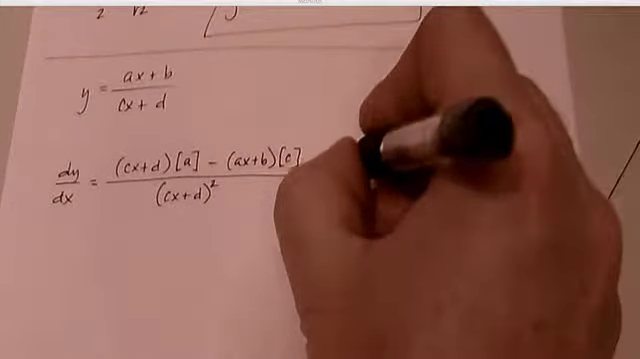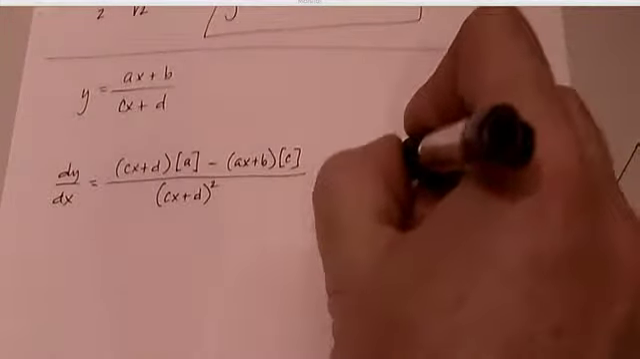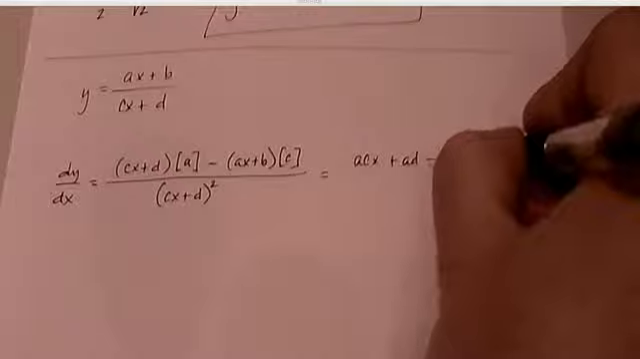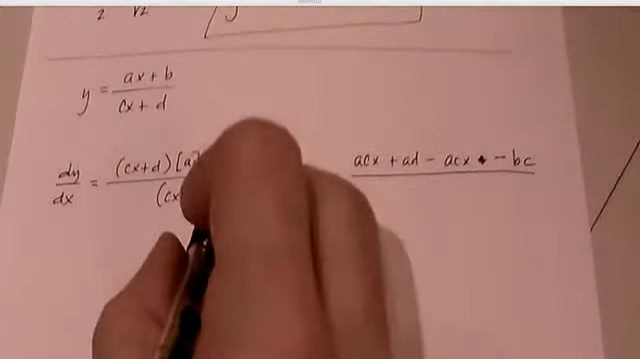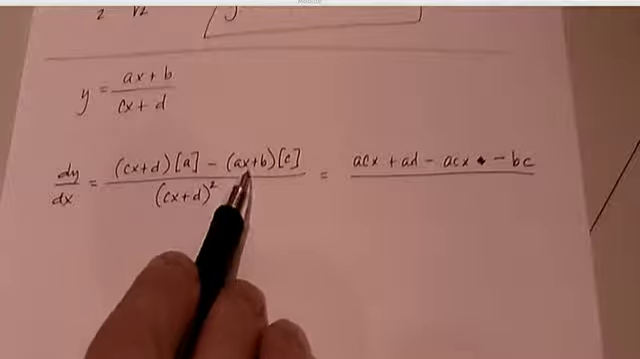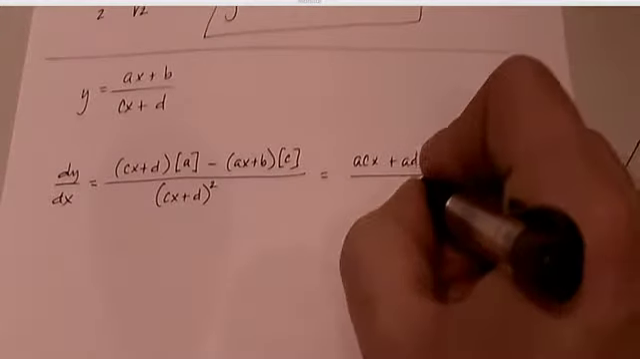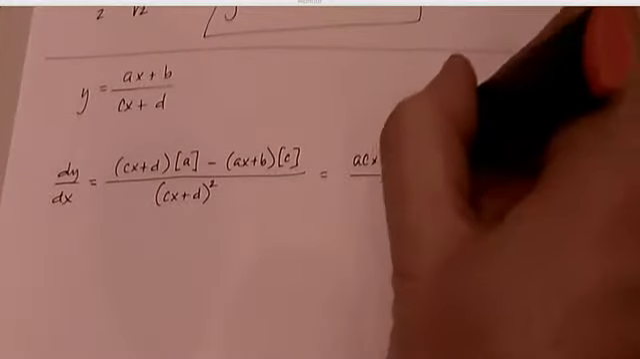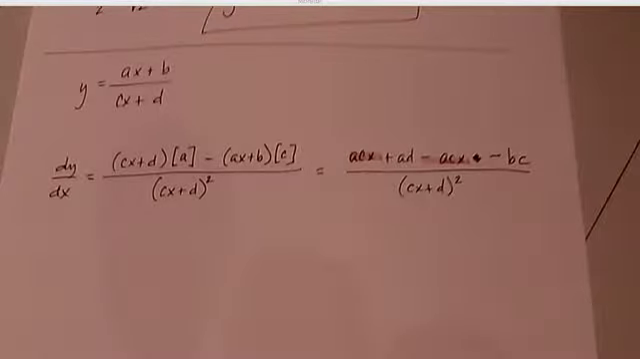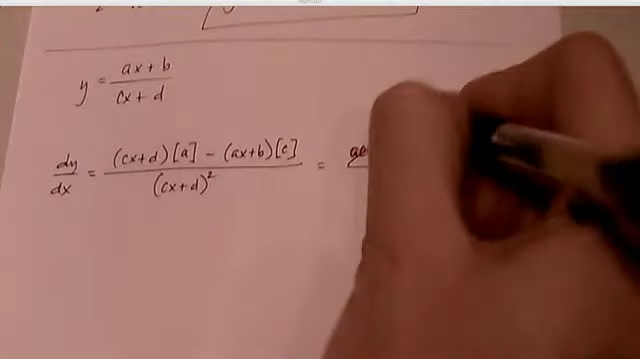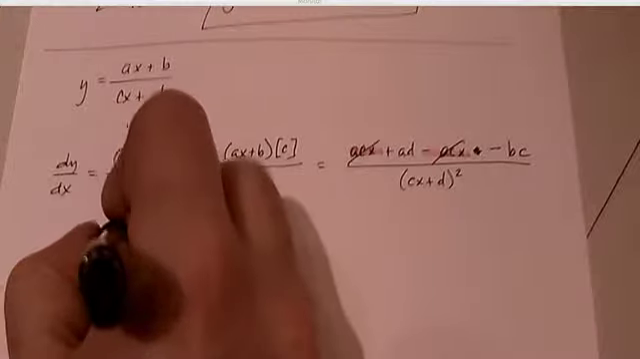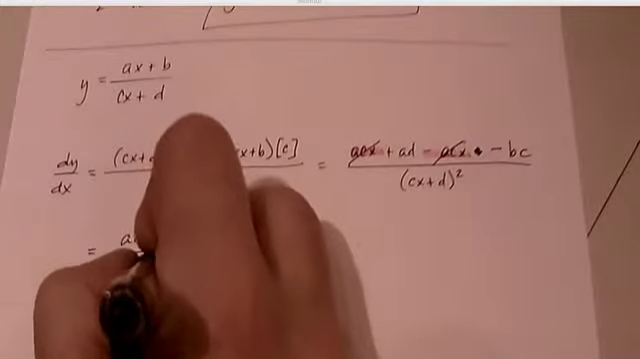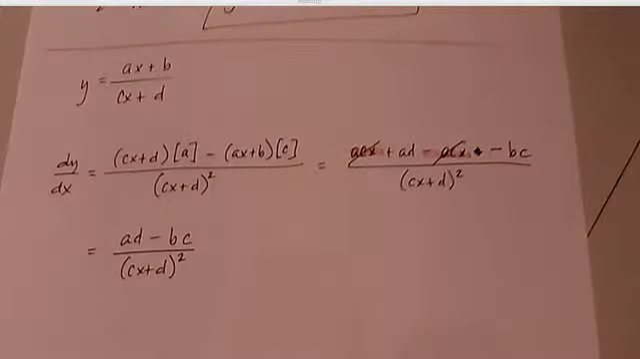Well, when I distribute, I'm going to get acx plus ad minus acx, and that's going to be minus bc, right? Because as I'm distributing this c, I also have to distribute the negative. All of that over cx plus d squared. Now, you need to recognize the fact that these two terms are, of course, additive inverses, so they're going to go bye-bye. And what we have here is ad minus bc, all of that over cx plus d squared. And that would be my derivative.